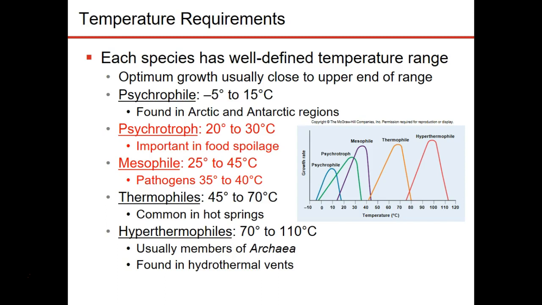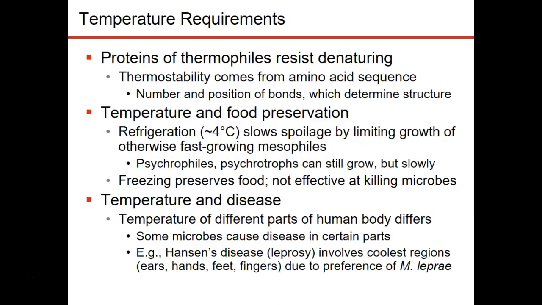And then we have the thermophiles. Thermophiles grow at very hot temperatures. So 45 to 70 degree temperatures. These are the organisms that can live in places like hot springs. Hyperthermophiles, 70 to 110 degrees Celsius. These are the severely hot bacteria, or like the really hot environments.